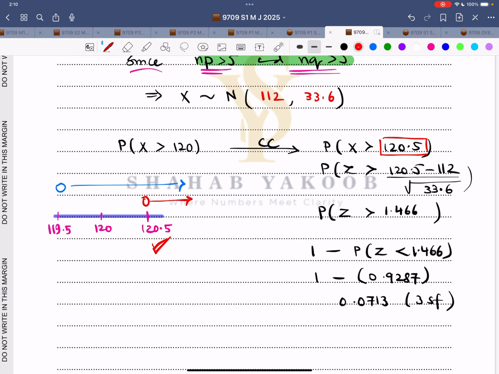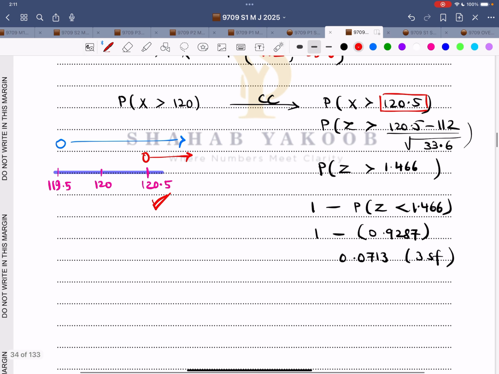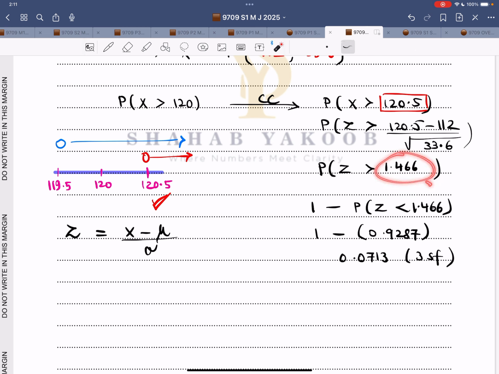So then we standardize as usual. What do we do? Subtract the mean, divide by the standard deviation. Sigma squared is variance, and sigma, the square root of variance, is standard deviation. So Z is x minus mu over sigma. We get this z value. We apply the relevant rule: z greater than 1.466 is 1 minus the probability z less than this. This is the value from the table, so write the 4 decimal place value. The final answer automatically came out to be 3 significant figures.